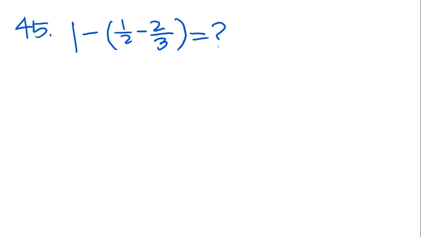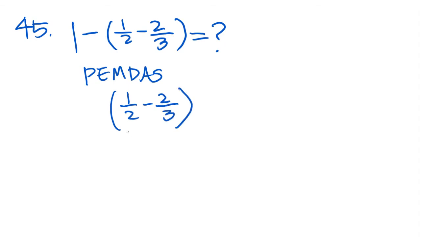Number 45. 1 minus parentheses 1/2 minus 2 over 3 in parentheses equals what? Again, remember PEMDAS. First thing you want to do is the parentheses. So you'll want to do the subtraction inside the parentheses before you tackle anything outside of it. So what is 1/2 minus 2 over 3?